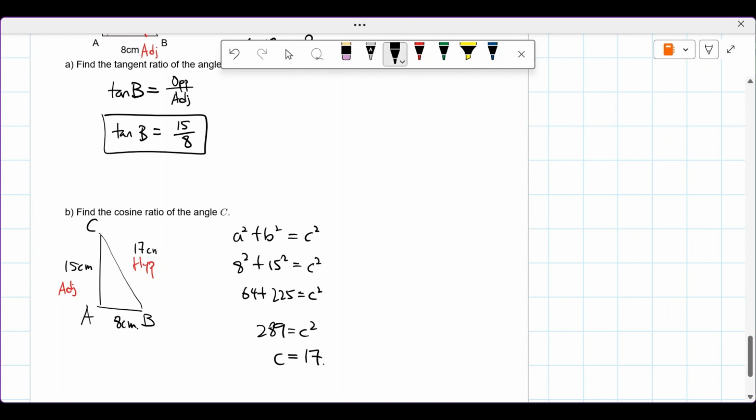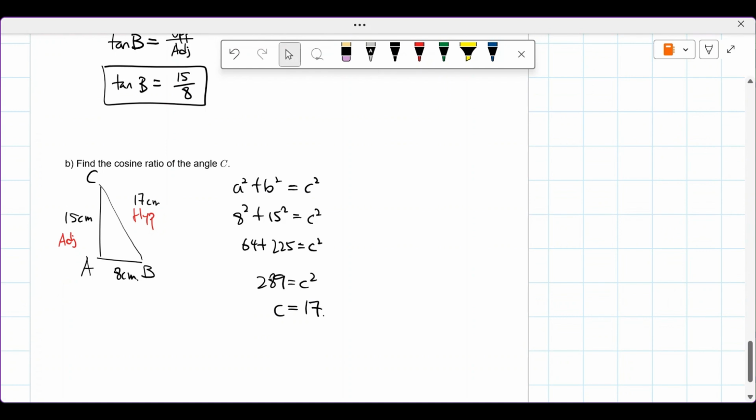That's 17 centimeters here. So therefore, I know that cosine C is going to be adjacent over hypotenuse. That means cosine of C is equal to adjacent, which is 15, over hypotenuse, which is 17.